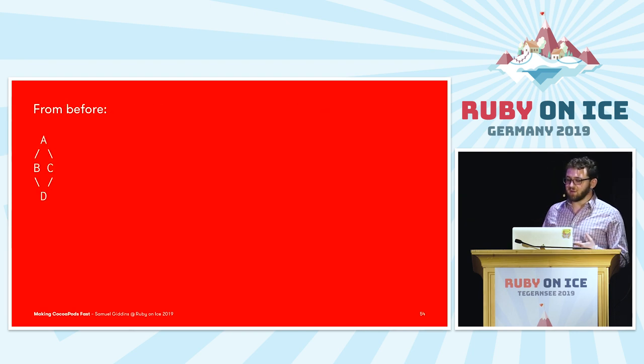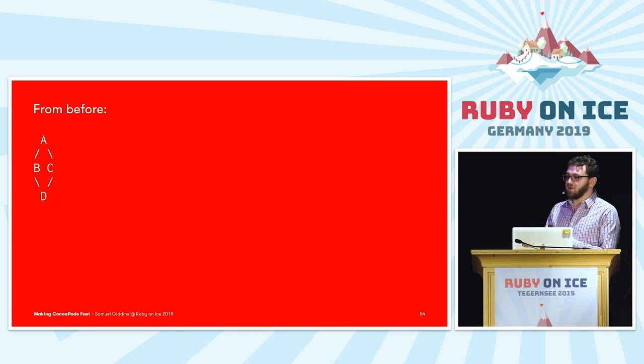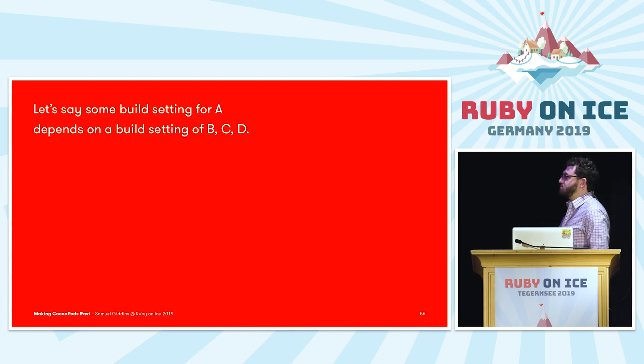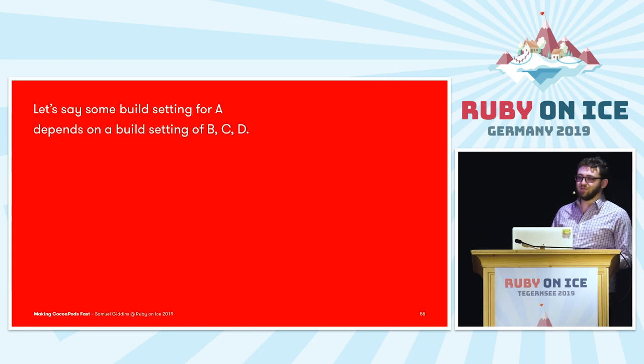And so if we look at this very simplified dependency graph again, if you ever see a dependency graph this small, just love it and hold it tight and never let it go. It only gets worse from here. So let's say you need some build setting for A. Compiled languages love having build settings. If you've ever looked in a makefile, I'm sure you can find all of them. They tend to be very long and in shouty capital letters. But some build setting for A depends on a build setting of B, C, and D.